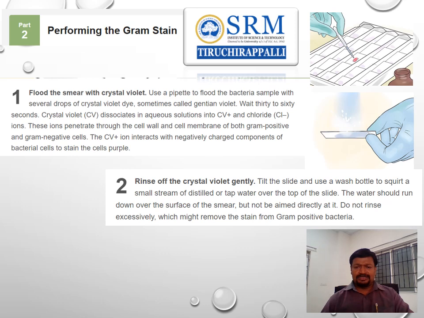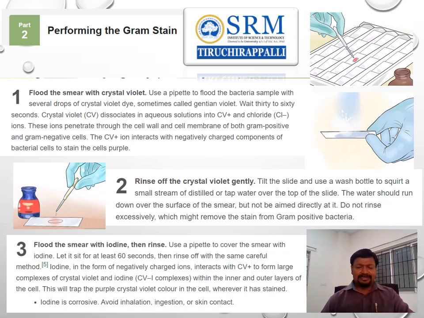Tilt the slide and use a wash bottle to squeeze a small stream of distilled or tap water over the slide. The water should run down over the surface of the smear, but not be aimed directly at it. Do not rinse excessively, which might remove the stain from the gram positive bacteria.